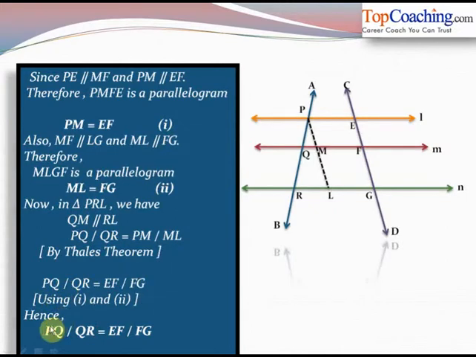And thus we get PQ by QR equal to EF by FG. And we can say that the intercepts made by these lines on the transversal are proportional to each other. That is, PQ by QR is equal to EF by FG. So this was all about the applications of the basic proportionality theorem in deriving some very important results in geometry.